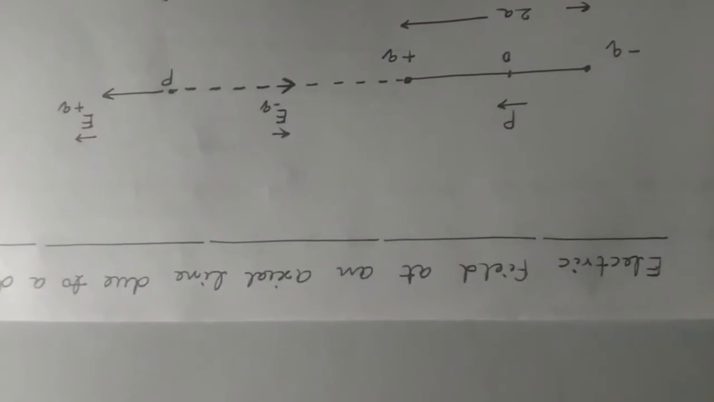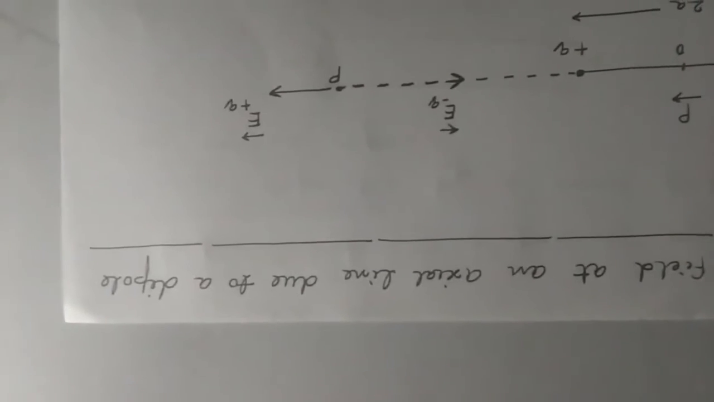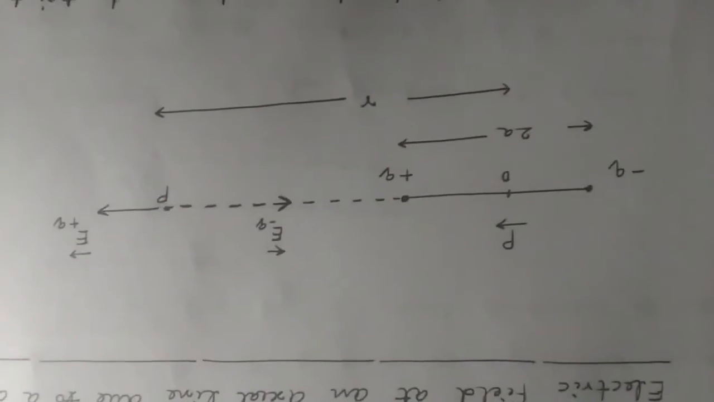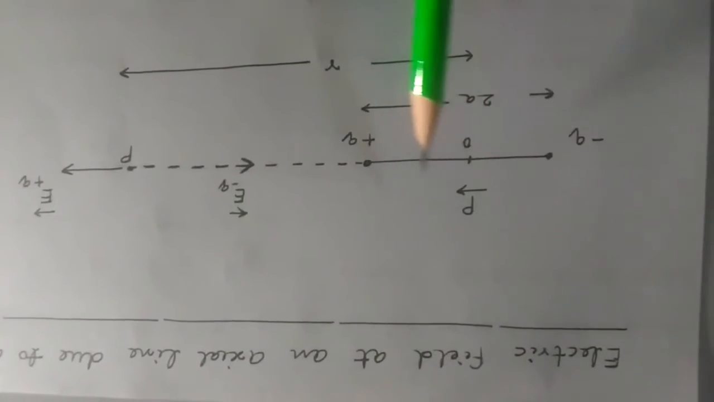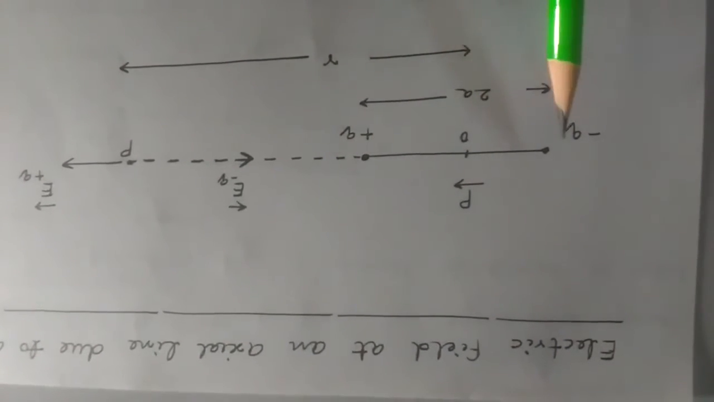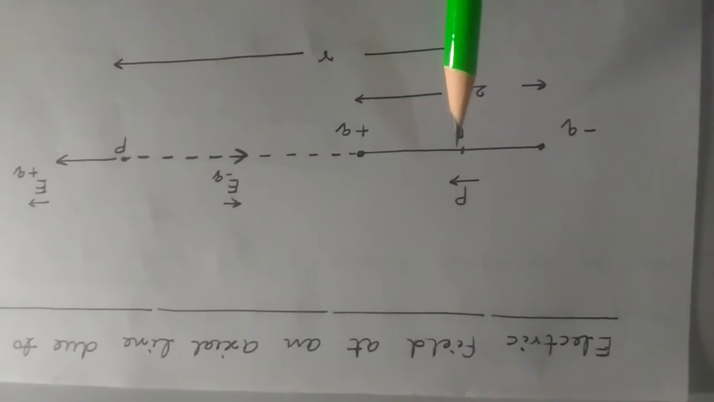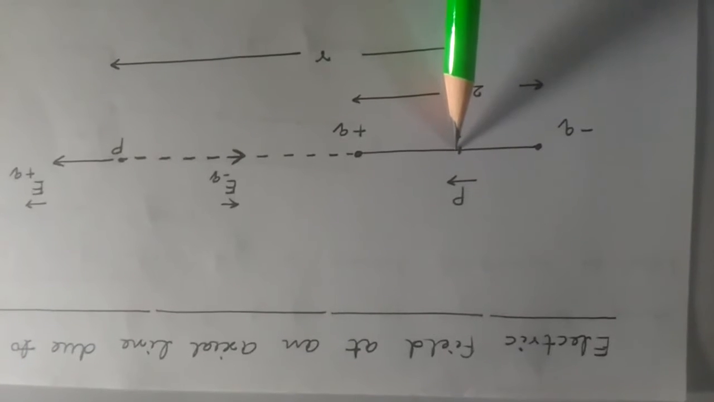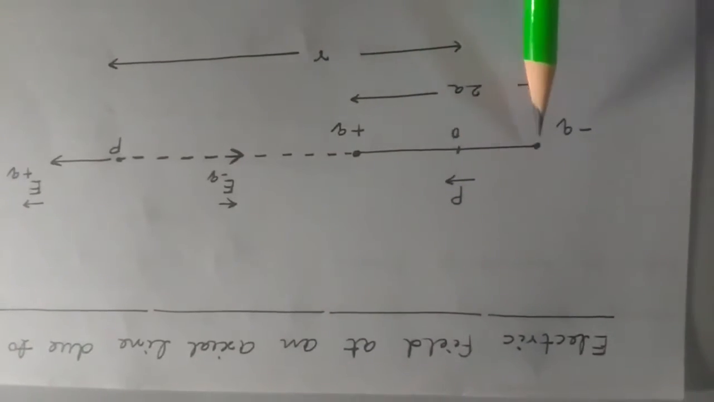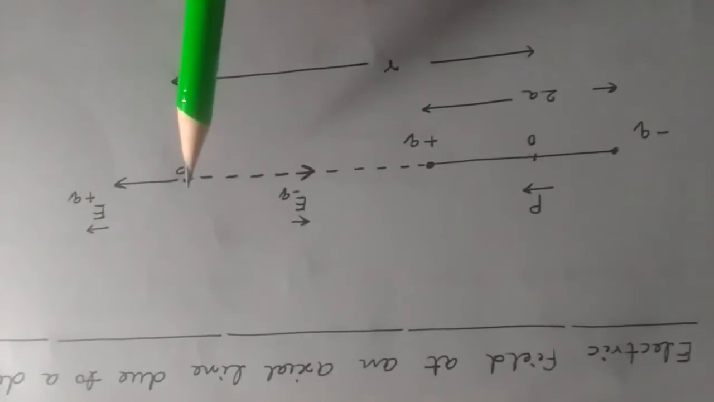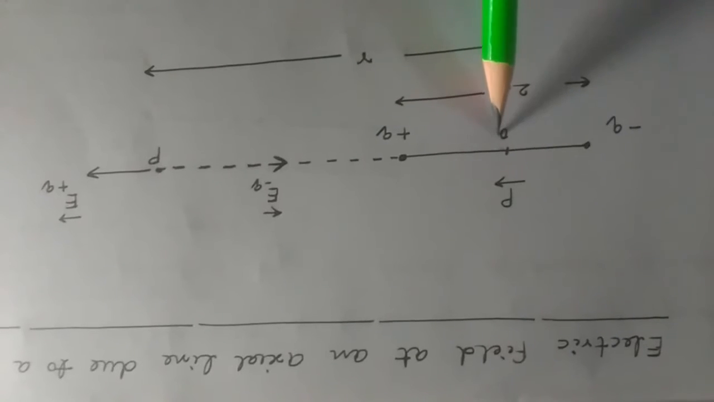Now application of electric field. So electric field at an axial line due to dipole. Just see this figure. There is one dipole, minus Q and plus Q, two equal and opposite charges separated by a small distance 2a, and this is the center of the electric dipole, and this shows the direction of dipole moment, negative to positive. There is a point P at a distance r from the center of the dipole.